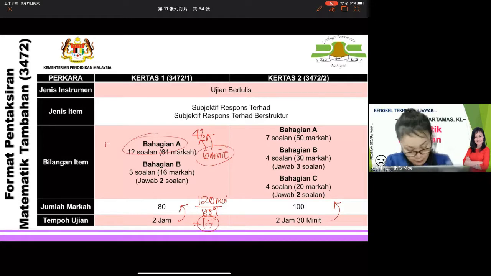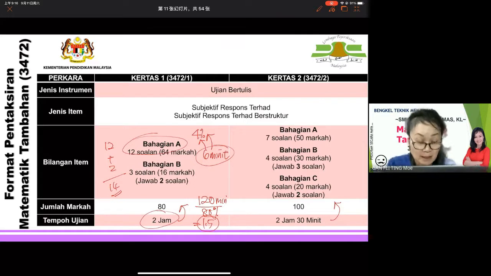For the 12 questions plus 2 questions, in total you have to answer 14 questions within 2 hours, because that is the allocated time. Okay, how about your paper 2? It's also the same thing. 2 hours 30 minutes is 150 minutes. 150 minutes divided by 100, again you get 1.5. Also showing that you should finish 1 mark within 1.5 minutes.